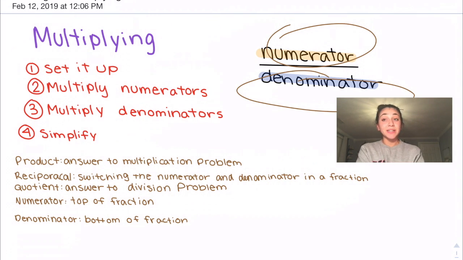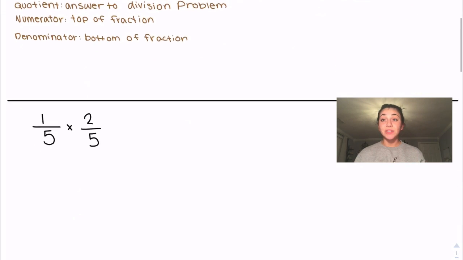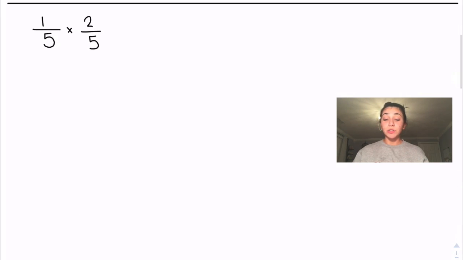So we're going to start with multiplying fractions. The first thing you do is you set it up. Then you multiply the numerators, then you multiply the denominators, and then you simplify if you need to. So first we're going to multiply 1/5 times 2/5.